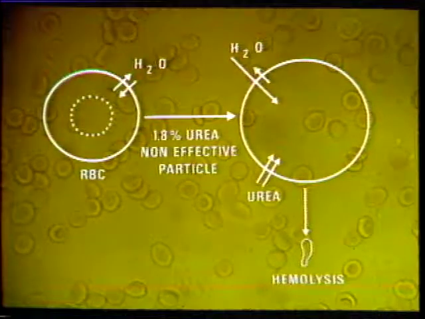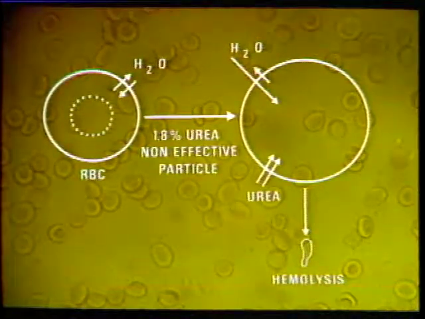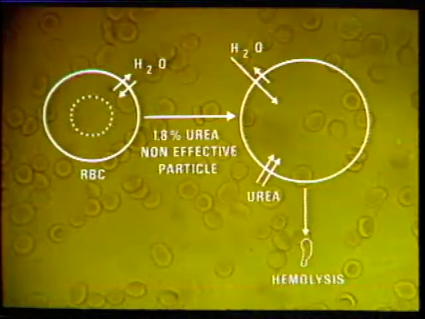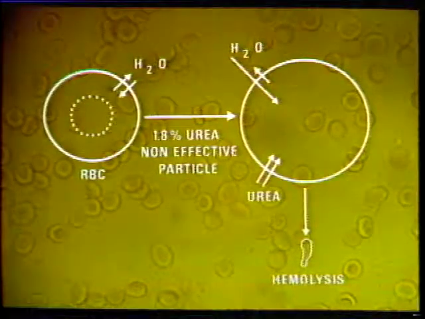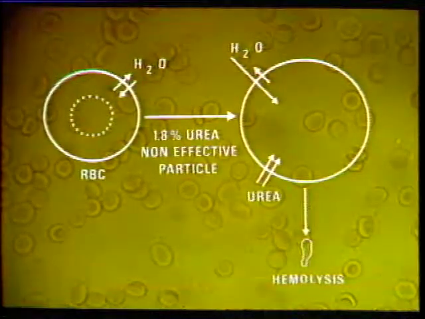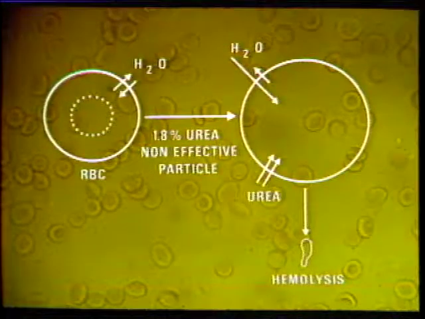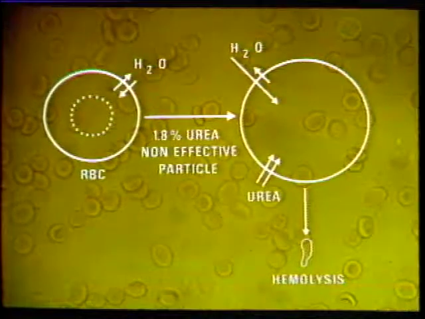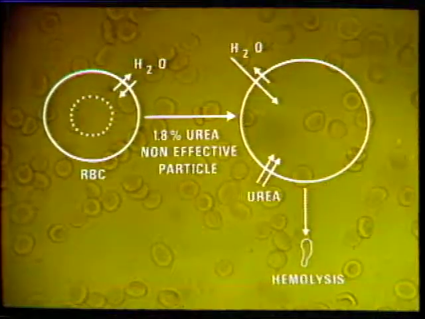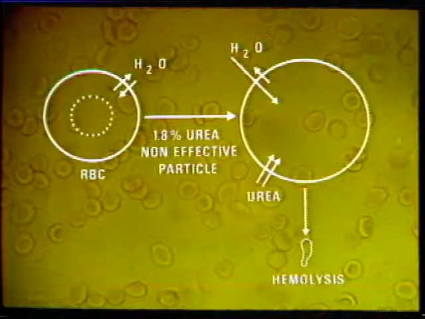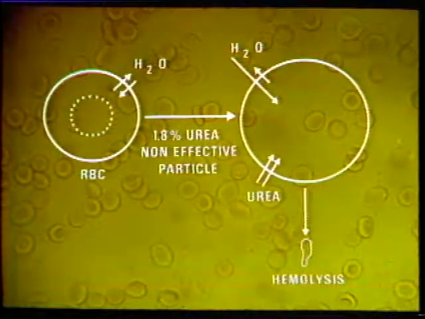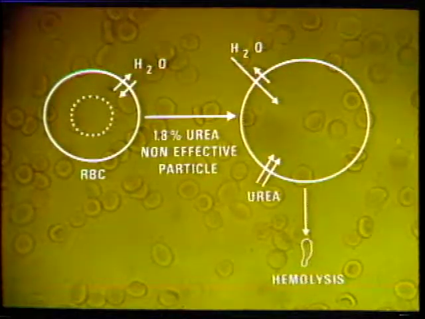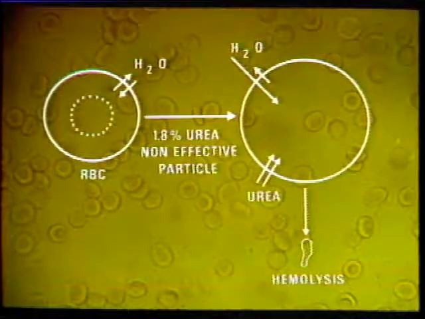This diagram shows a normal red blood cell in the upper left-hand corner. Water is coming in at the same rate it is going out. This is in 0.85% sodium chloride. 1.8% urea is added. The urea diffuses into the cell at a greater rate than it is coming out. It diffuses very rapidly because urea is a non-effective osmotic particle. Therefore, water also diffuses at a very rapid rate, and the cell becomes swollen, misshapen, and eventually hemolysis will occur.